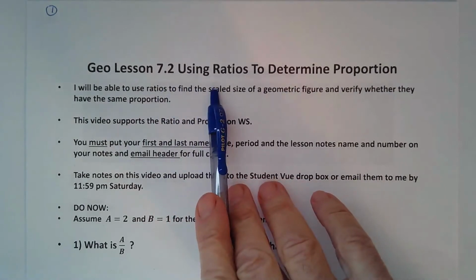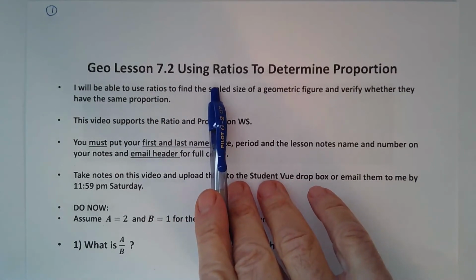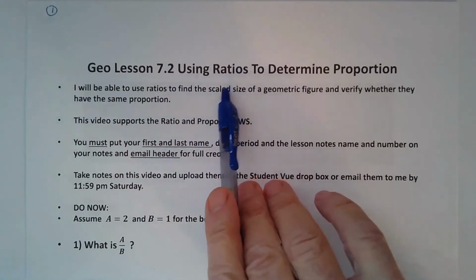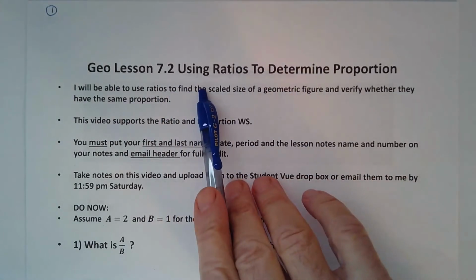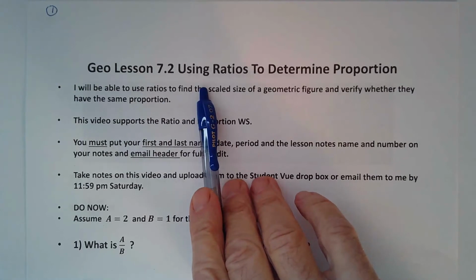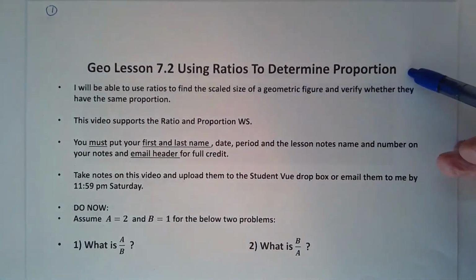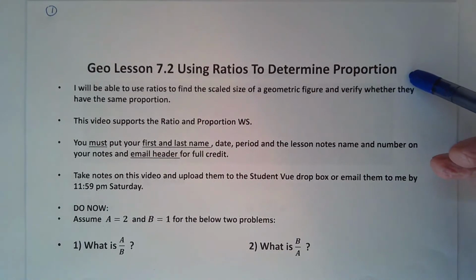We're covering geometry lesson 7.2. Now the reason it says 7.2 even though it's the first video is because 7.1 is the Delta Math assignment that I gave you. So this is on using ratios to determine proportion.